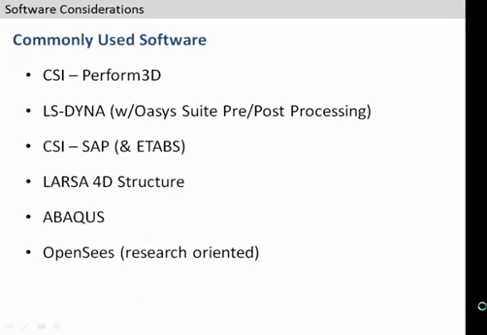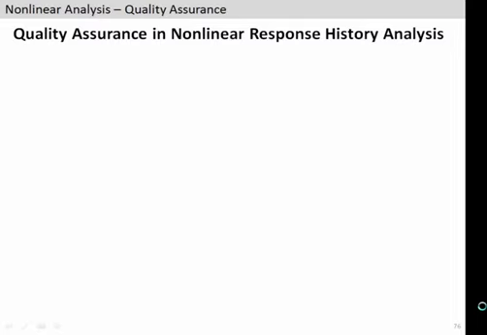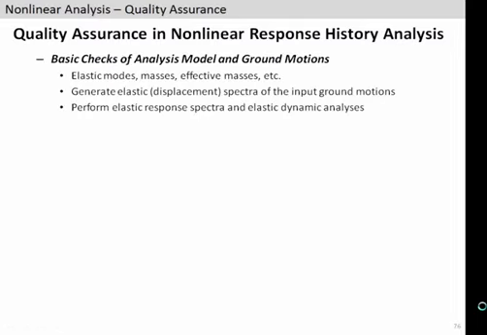I won't attempt to rate software, but I just listed some here. Certainly for these core wall buildings, I think it's no secret that CSI Perform 3D is used on a lot of these. I also see LS-DYNA, folks at Arup have used that, and the other CSI products and these other things here. Abaqus and OpenSees being for more detailed modeling where you're trying to really dig into something. So the last slide is quality assurance.